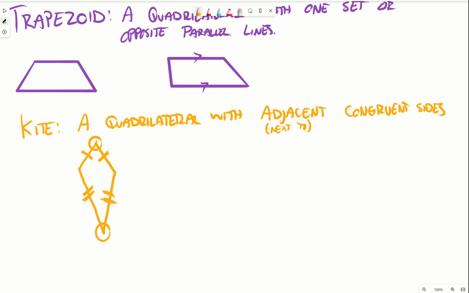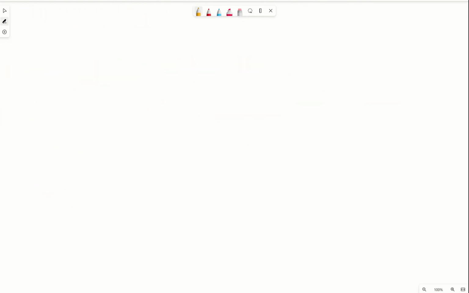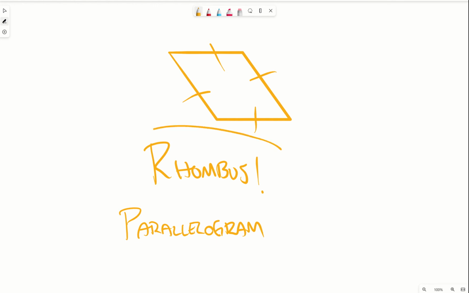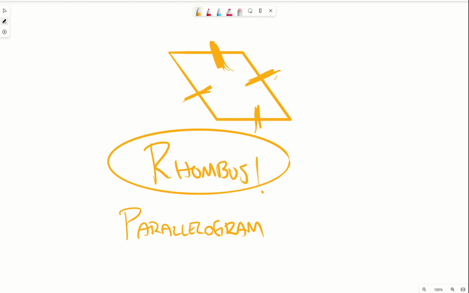So knowing all of this, let's say I drew a shape and it looked like this. What would be the best name to describe this shape? Well, there we go. This is a rhombus. It also looks like it could be a parallelogram, but mostly it's a rhombus because of my four congruent sides. So yes, it is a parallelogram, but more than that, it's a rhombus.